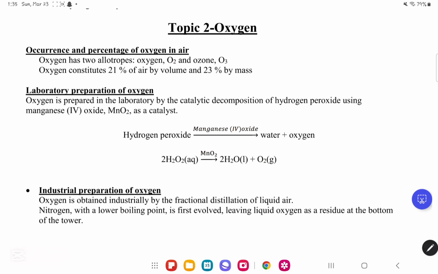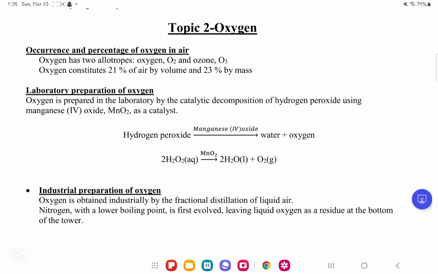Now, oxygen's percentage by volume of the air is 21%. So if they ask you how much is the percentage of oxygen in the air, it's 21%. However, if they ask by mass, then it's 23%. So the volume of oxygen in the air is 21%, but the mass of oxygen in the air is 23%.